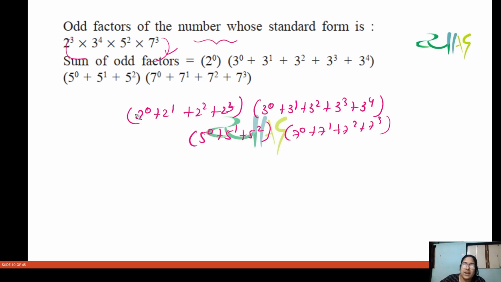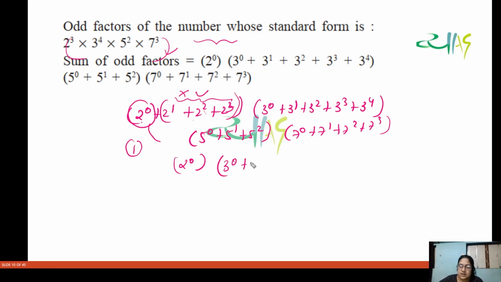Now see, all the odd factors will show because of this one, and all the even factors will show because of these numbers, because everyone will come and be multiplied with this and become even. So if I remove all these numbers and just keep this one, I will get the sum of all odd factors. So I just keep this 2 to the power 0 and write the rest of the expression as it is. So you will get the sum of all the odd factors.